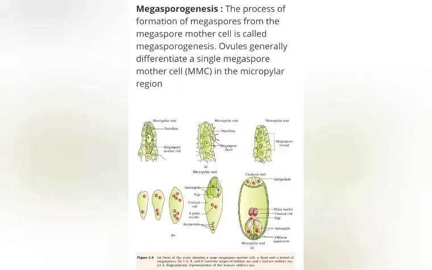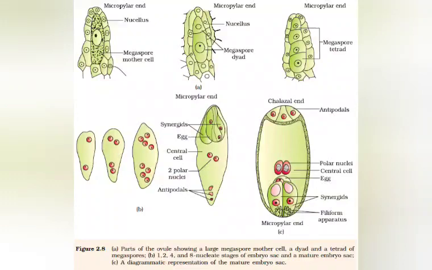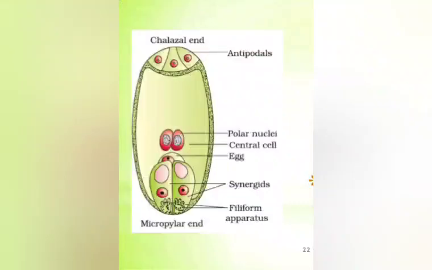So first, out of the 4 megaspores which are produced, 3 will degenerate. Only one will be functional. Since only one is functional, this process is called monosporic development. Now the functional megaspore will then undergo mitosis, first forming 2 nuclei which will go to the opposite poles, then ultimately forming the 8 nucleate structure. And this 8 nucleate structure develops into embryo sac.